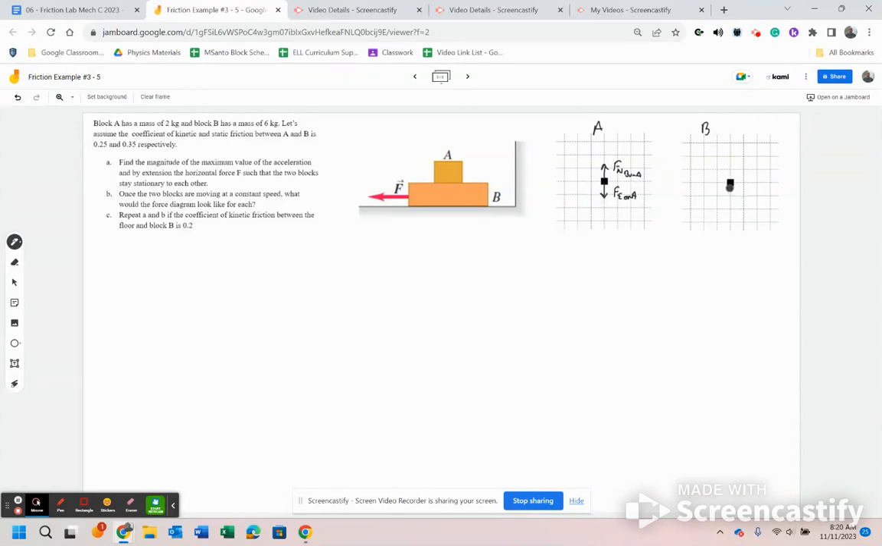All right, and then on B, we have essentially the normal force of A on B pushing down. So A is sitting on top of B, pushing down on B, and we have the force of the Earth here on B, which means the ground itself is going to push up. That'll be the normal force of the ground on B.